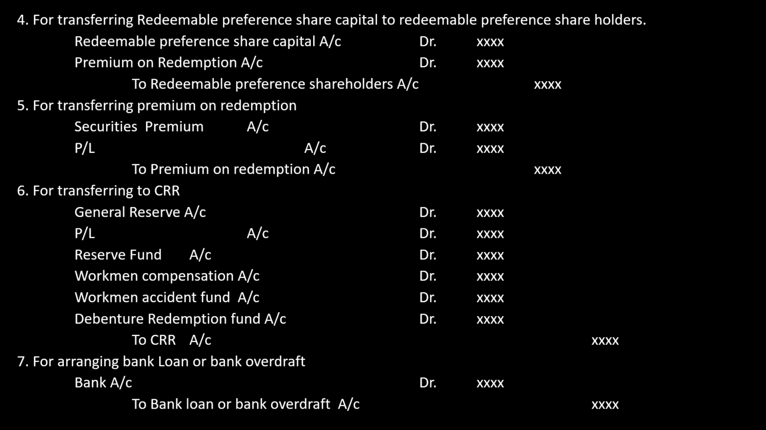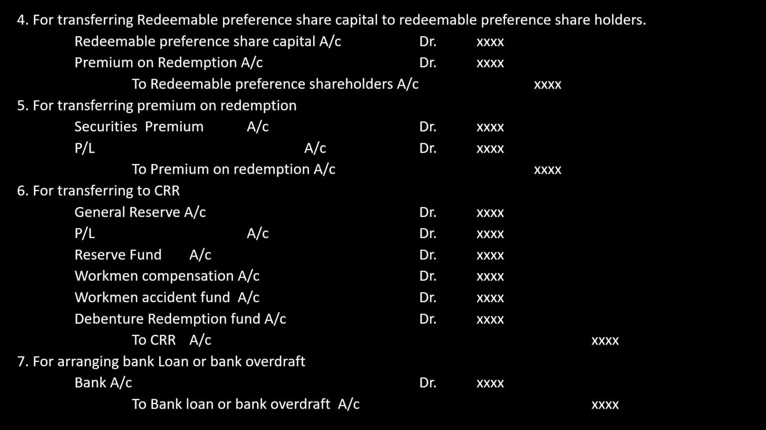Since the premium is there on redemption, you'll have the fifth entry. Suppose the preference shares are redeemed at par, which means no extra money is paid to them. Premium means extra money is paid. Discount means lesser money is paid. So if the problem says it is redeemed at a premium, then you'll have this fifth entry. If not, you won't have this fifth entry.